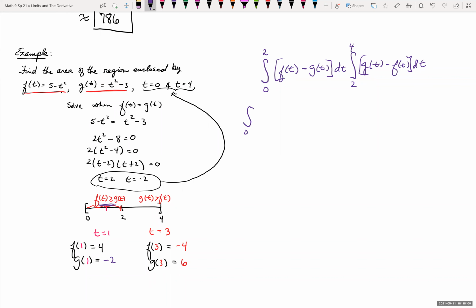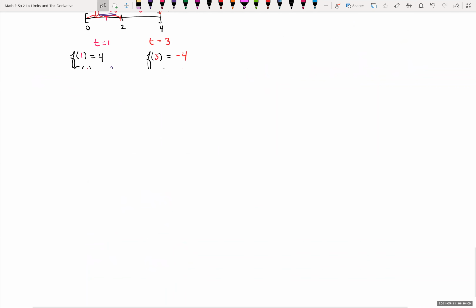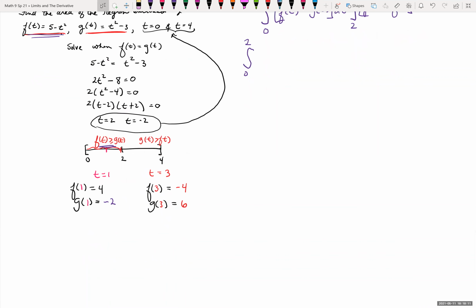Okay, so we actually have to subtract off those functions. So if I have f of t, I have 5 minus, maybe we can do that first so that we don't have to rewrite this integral each time. So f of t minus g of t, and let's combine like terms. This is 5 minus t squared minus the whole quantity of g of t, which is t squared minus 3. So that negative has to be distributed to each term of g of t. So we really get 5 plus 3, which is 8. And we have a negative t squared minus a t squared is minus 2t squared.